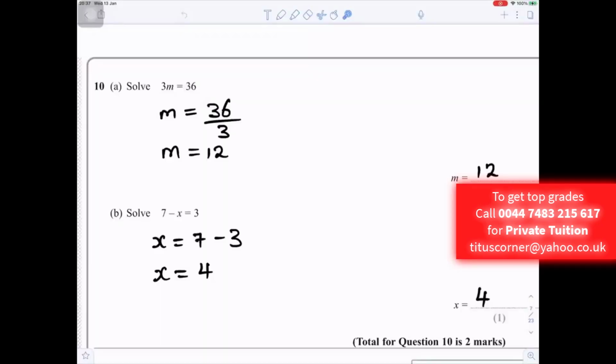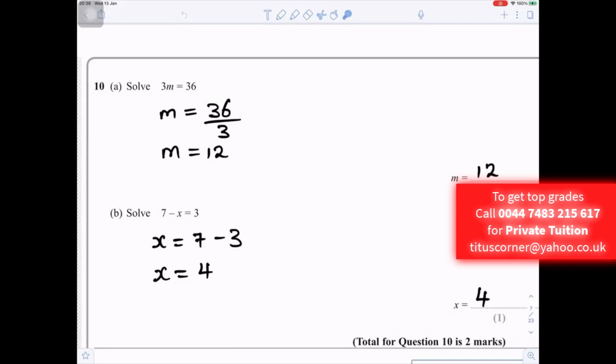Question number 10. Solve 3m is equal to 36. You want to remove the times 3. And the opposite of times 3 is divided by 3. So 36 divided by 3 is 12. And if you check your answer, 12 times 3 is 36.